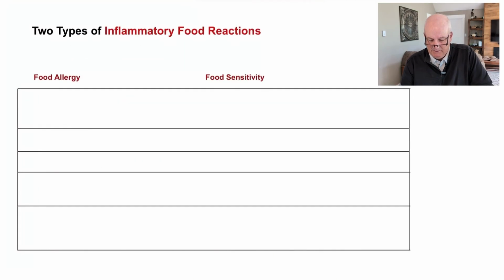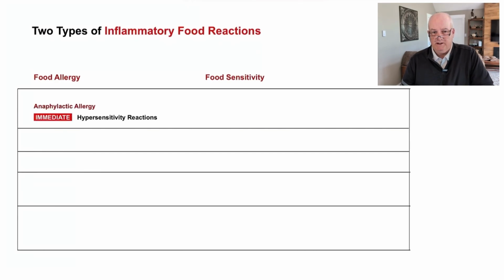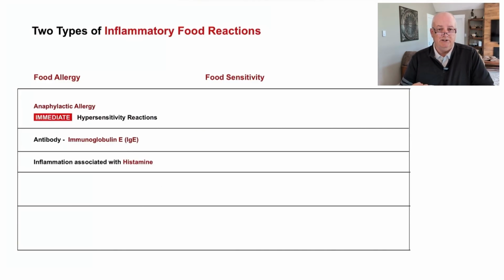The two types of inflammatory food reactions. Now, food allergies, these are called immediate hypersensitivity reactions. The classic example is the anaphylactic reaction. They come and go very quickly. They're associated with an antibody called immunoglobulin E, or antibody E. Immunoglobulin is a big fancy word that means antibody. These are the antibodies that release histamine. Histamine, most people have heard of that word. It's the compound that causes itching, redness, swelling, hives. That's why people take antihistamines for seasonal allergy issues.